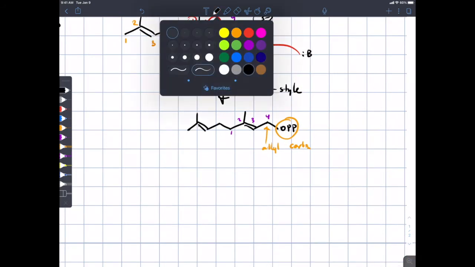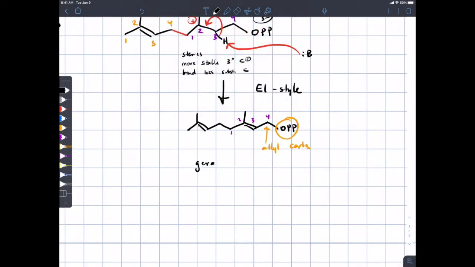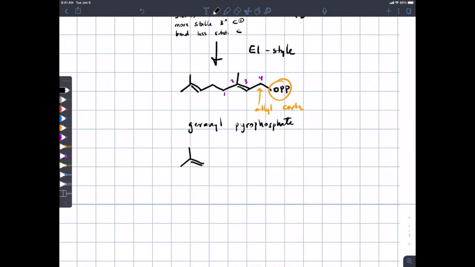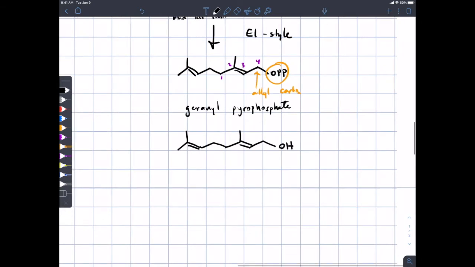As it is, this molecule is called Geranyl Pyrophosphate. Do we need to memorize that? No, don't bother. But it is a modified form of a molecule you may have heard of, especially if you're interested in essential oils. This is called geraniol, which is rose oil.